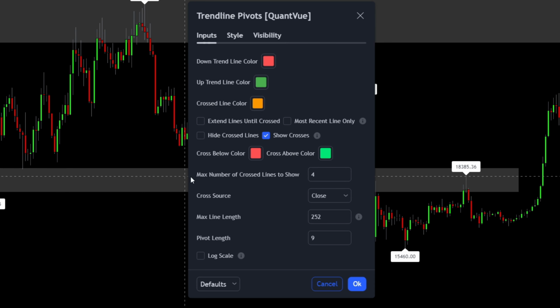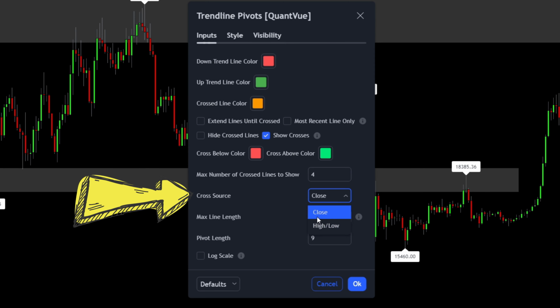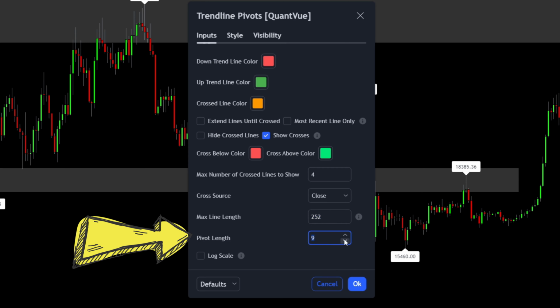And the first setting you want to look at is the max number of crossed lines. The standard number here is 4, but if you want more data, you can increase this one. However, what I recommend and what I usually do is keep this one at 4, because what we are interested in here is only the recent price action. For the source, you can keep this one at close, and you can keep the max line length at 252. But as for the pivot length, remember that we changed the settings for our pivot point indicator to a period of 20. So I'm going to match the pivot point indicator with this indicator. So you do want to change the pivot length here to 20. Now we are ready to press OK here.